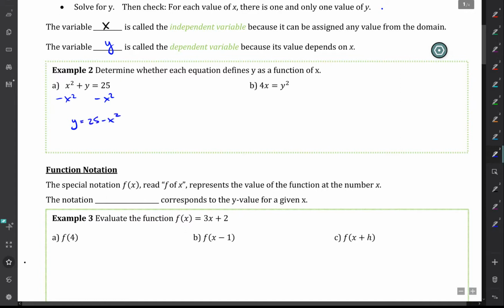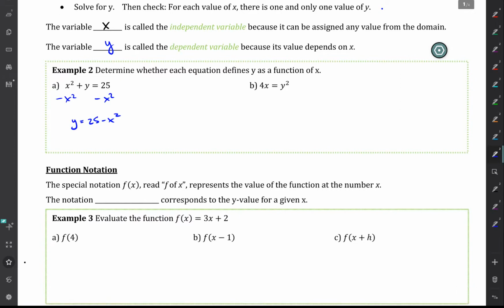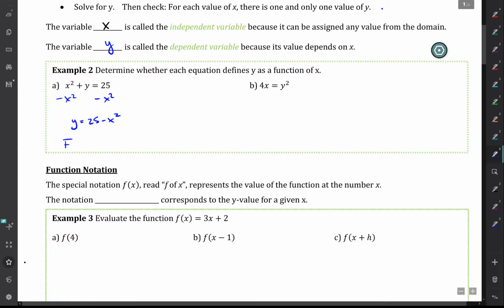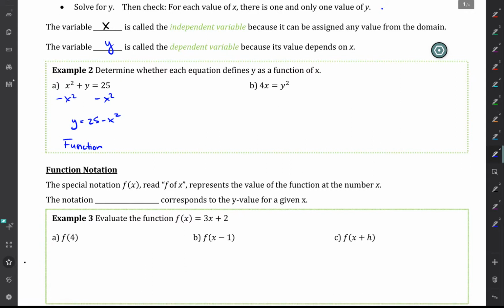And now the question is, for each x, is there one and only one value of y? And so in this case, yes, because we've solved for y, and we know that if you plug in any value like x equals 1, you'll get that y has to be 25 minus 1. So for each value of x, you're getting one value of y.